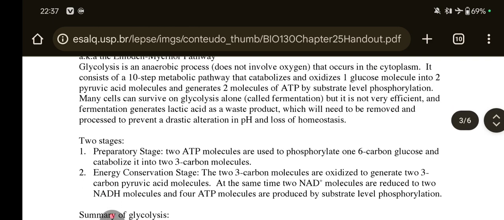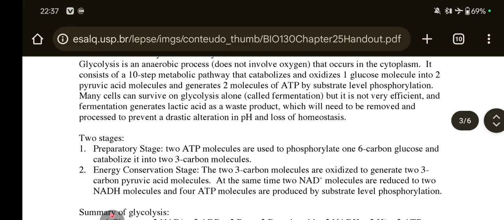Many cells can survive on glycolysis alone, called fermentation, but it is not very efficient, and fermentation generates lactic acid as a waste product which will need to be removed and processed to prevent drastic alteration in pH and loss of homeostasis.